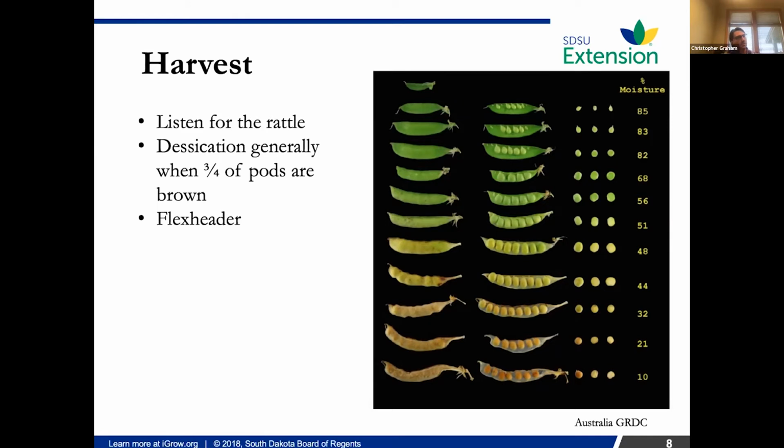And so desiccation, I was just talking a little bit, if people are interested in that, typically one rule of thumb is about three-quarters of the pods are brown. And another question that always comes up is how do you combine these things? I know the flex header, just a straight cut, is by far the most common way to combine these.